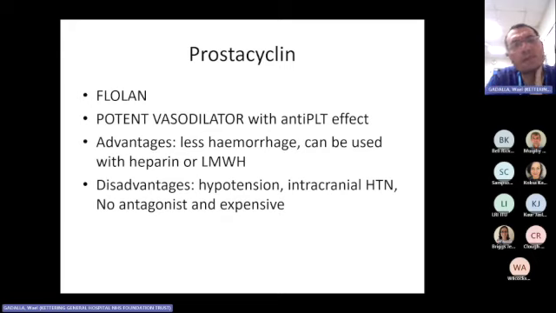Prostacyclin, prostaglandin analog, so it can cause potent vasodilatation, and it has antiplatelet effect, so it is unlikely to cause hemorrhage. However, it can cause hypotension, increase in intracranial pressure, and also it is expensive, and there is no antagonist.